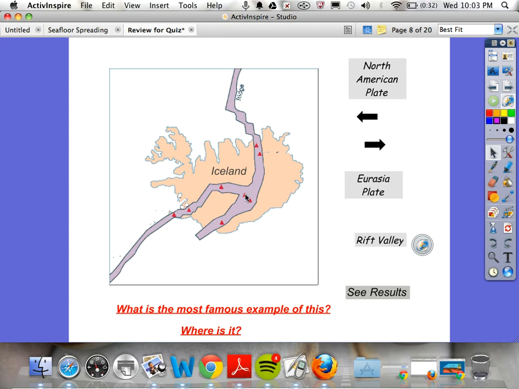If you said divergent plate boundary, you're right. Iceland is a volcanic island formed at the mid-ocean ridge between the North American plate and the Eurasian plate. So the most famous example of this is the Mid-Atlantic Ridge. And as we just discussed, it is between the North American plate and the Eurasian plate, right smack dab in the middle of the Atlantic Ocean.